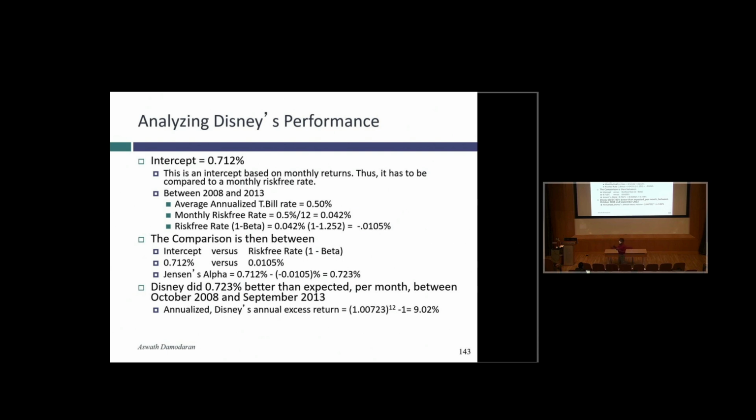Let's step back. During this period, Disney did 9.02% better than expected, adjusting for risk and adjusting for the market. Here's one way to think about it. If the market was up 25%, given that Disney's beta is 1.25, you'd expect it to be up about 30 or 31%. Disney made that plus 9.02%. It's an extra return. What does that tell you? You wish you'd owned Disney between 2008 and 2013.